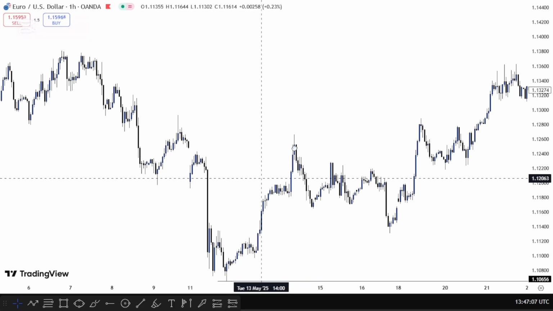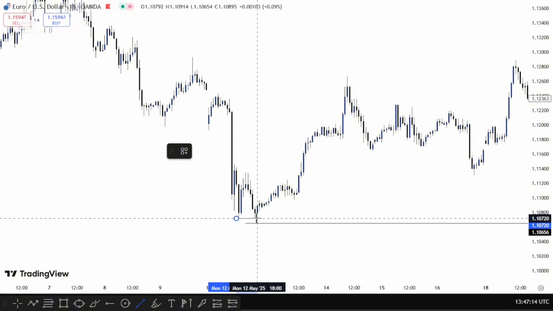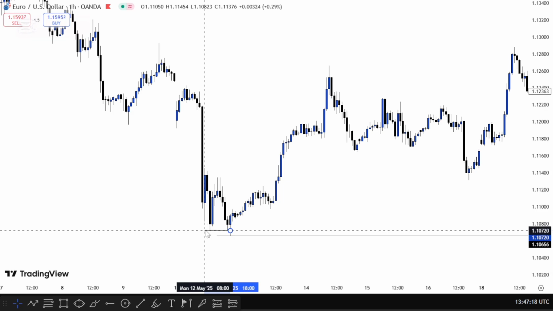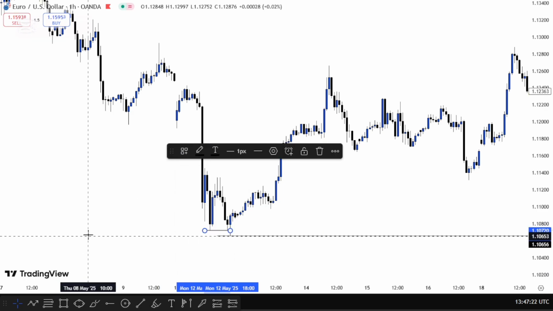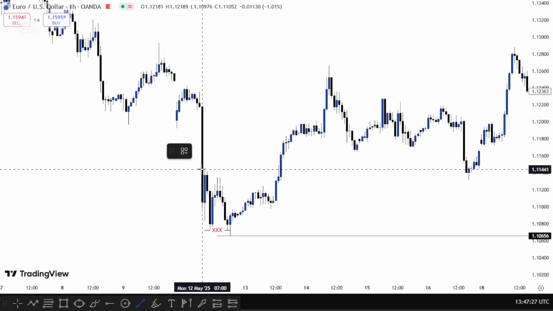So right here now, let's see what happened here. We have a sweep of liquidity, guys. So we have our sweep of liquidity right here. Okay, since we have our liquidity sweep, that is showing a change in market trend. Okay, that is showing us possible reversals.